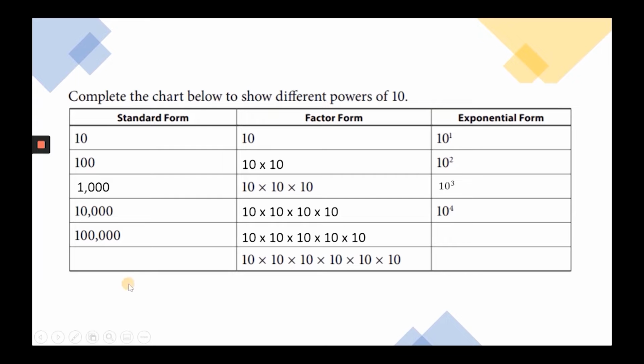For 100,000, 10 times 10 times 10 times 10 times 10, and that's 10 to the fifth power. How many did we have down here? 1, 2, 3, 4, 5, 6. So 10 times 10 times 10 times 10 times 10 times 10 is 1 million, or 10 to the sixth power. Great job on that review. Let's go ahead and move on.